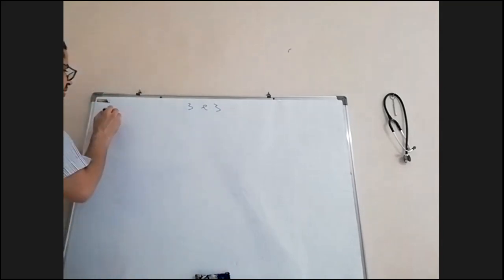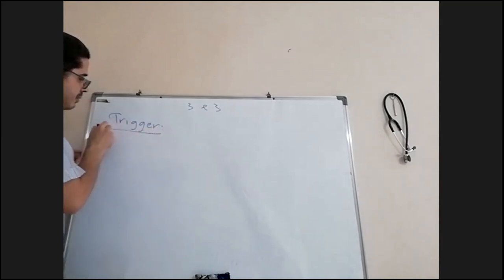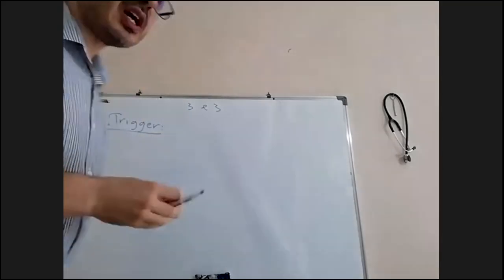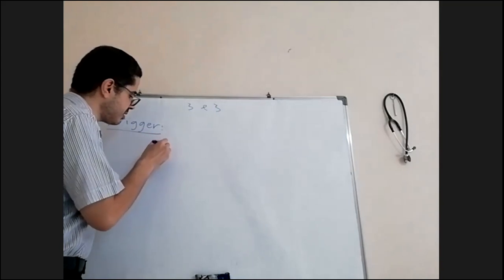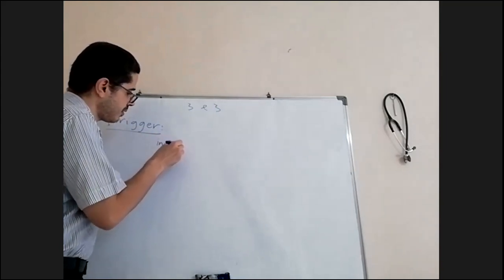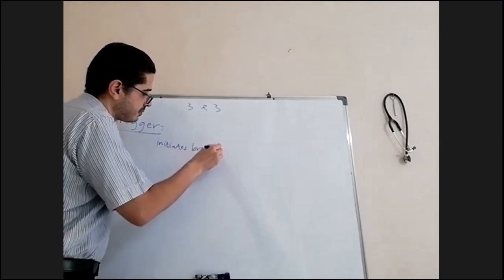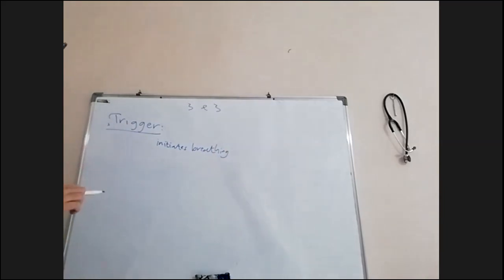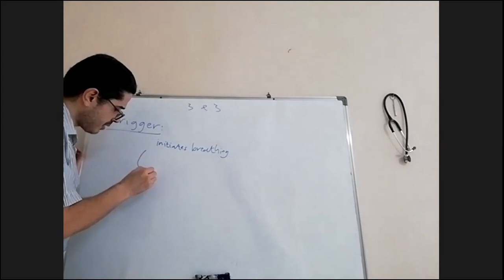Next is trigger. Trigger is the parameter which initiates breathing. We have two types of trigger. We have the time trigger.